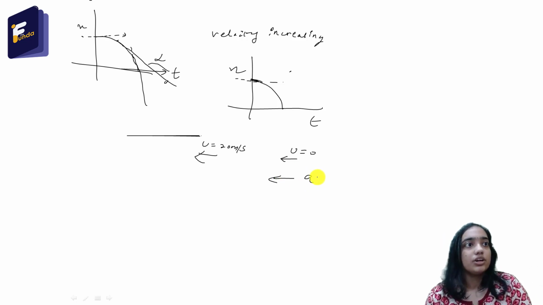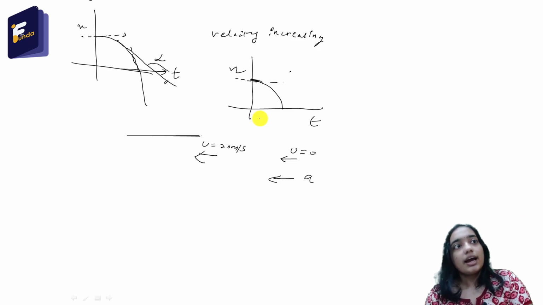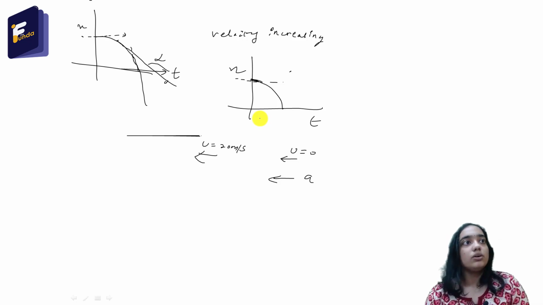So this is the acceleration. So, from this position time graph, I can say that the acceleration is negative and the velocity is increasing in the negative direction. So acceleration is in the negative direction. So this is all about position time graph. So now we will discuss velocity time graph.